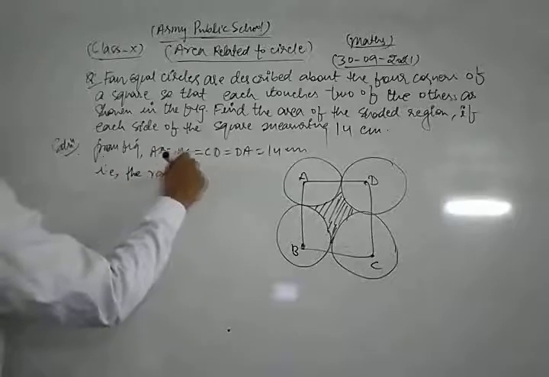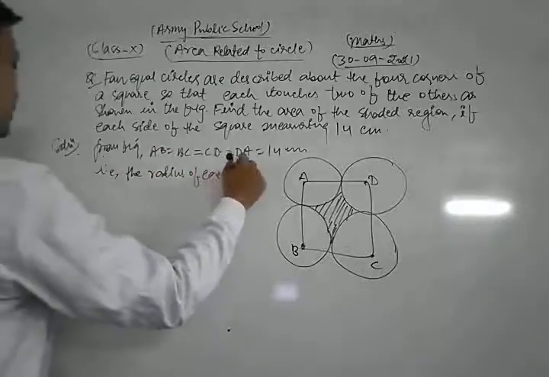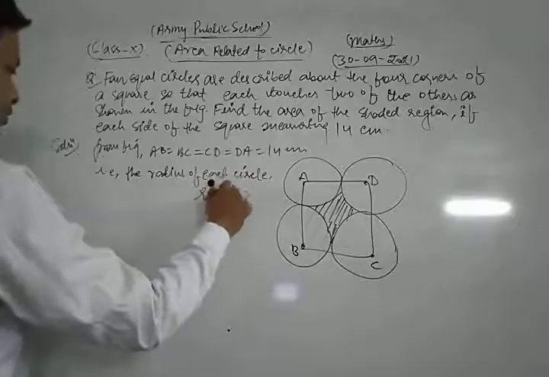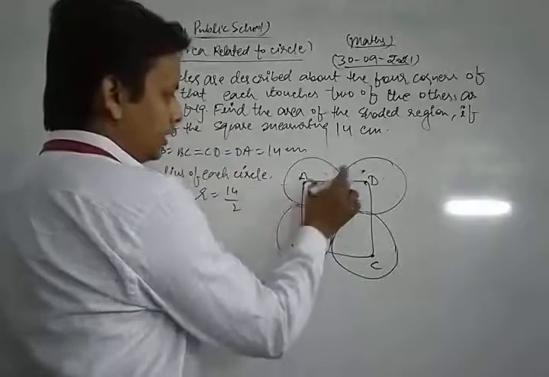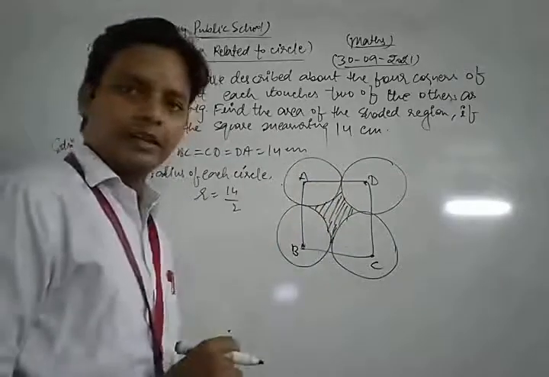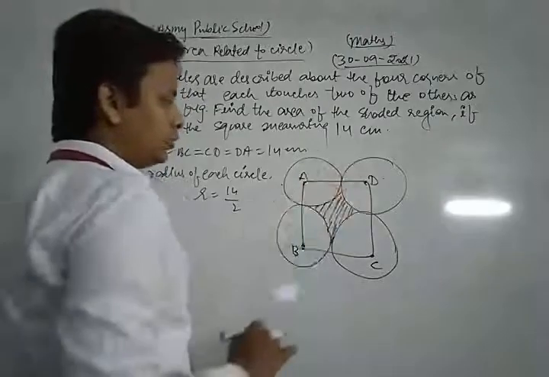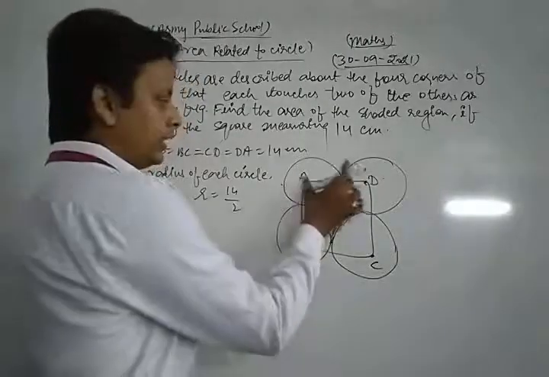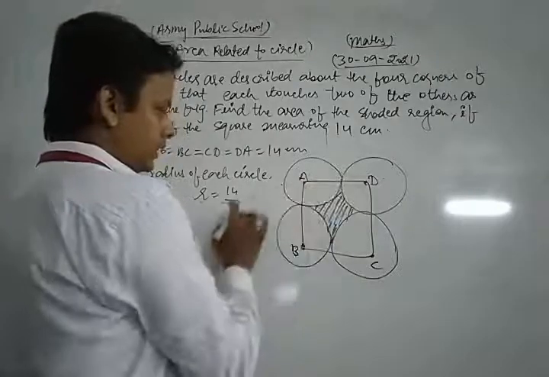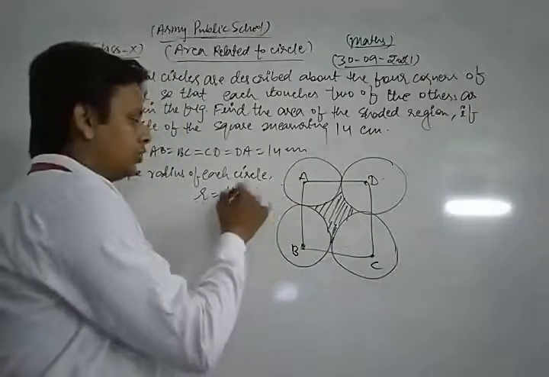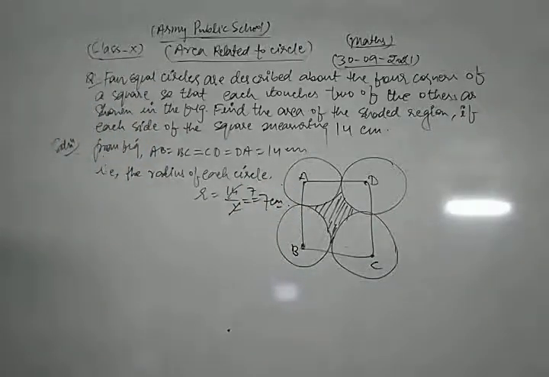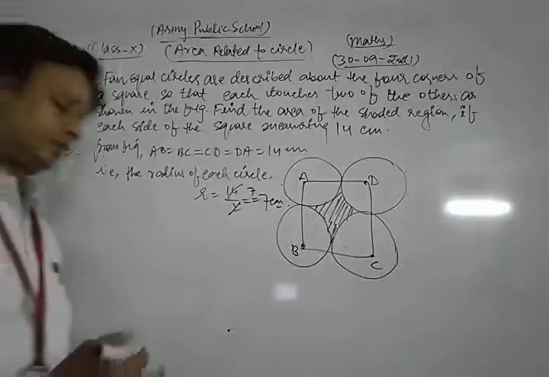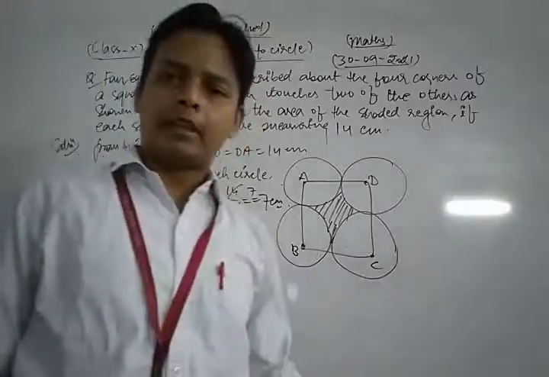That is the radius of each circle. The radius of each circle R is equal to 14/2, because this is half of the AD, this is the diameter. The distance between two circles is equal to the sum of the radii, so here the side is 14, so half of the side of the square is its radius. So this is 7 centimeter. 7 centimeter is the radius of the circle.